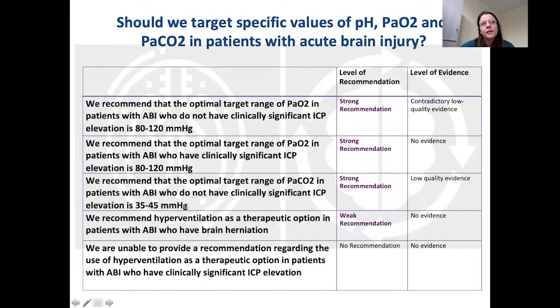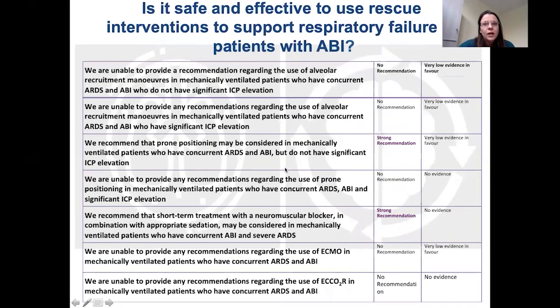In case of brain herniation, consider the use of hyperventilation as a therapeutic option. In case of intracranial hypertension, we did not obtain a consensus, but there are some other consensus statements and guidelines which suggest a mild use of hyperventilation and hypocapnia around 30 millimeters of mercury.